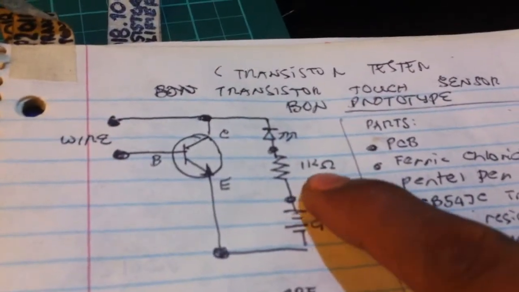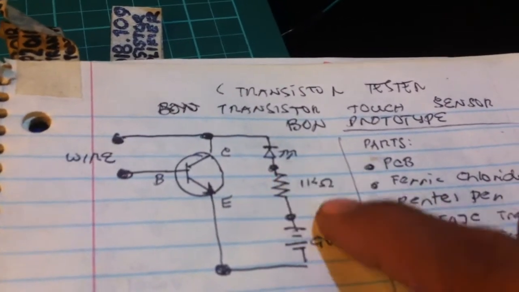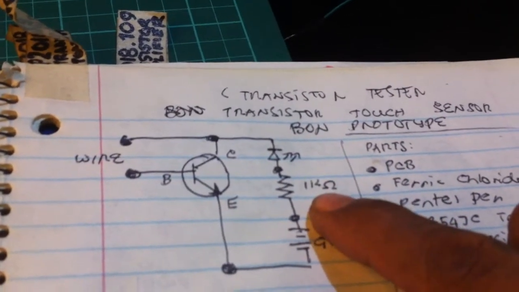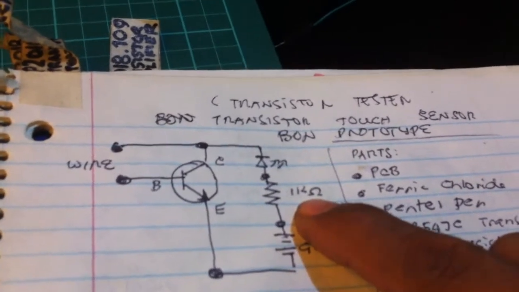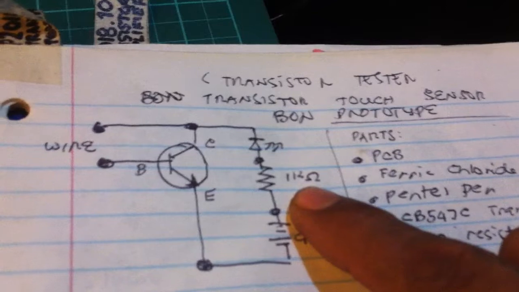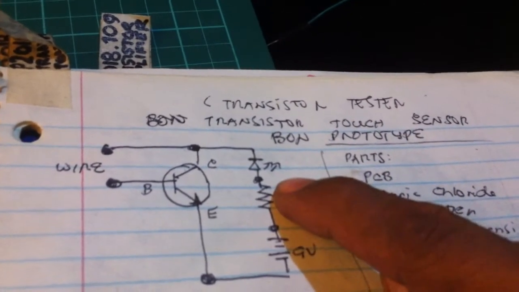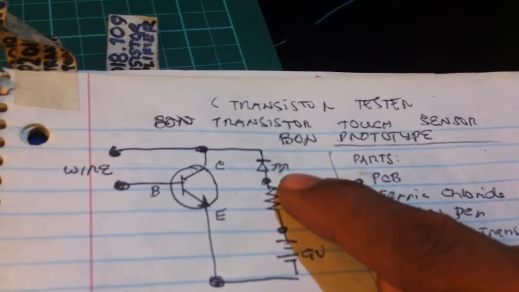I'm using 1 kilo ohm to limit the current flowing through the LED. I did not calculate the value of the resistor. It is just an arbitrary value. 1 kilo ohm is a standard value for a current limiting resistance through the LED.